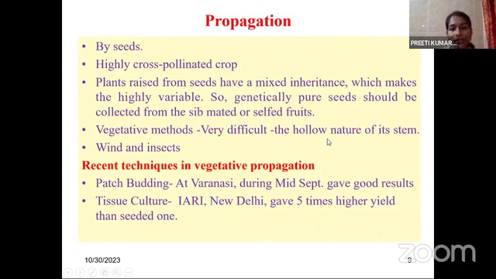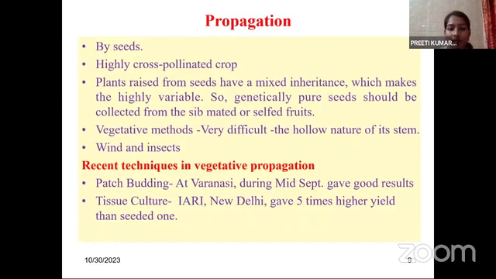Plants raised from seeds have a mixed inheritance, so we must look into the matter, and genetically pure seed should be collected. Vegetative methods are very difficult because of the hollow nature of its stem. As we have seen in the previous slide, the leaf stalk is hollow and the stem of the papaya tree is also hollow. So it's very difficult, and we generally propagate by seed only. And yes, the seeds are also spread by wind and insects.